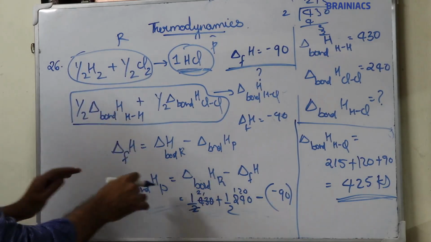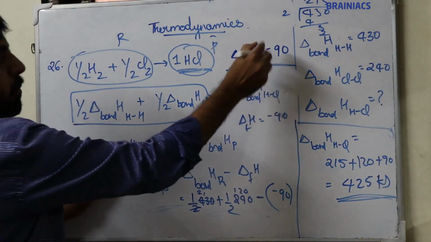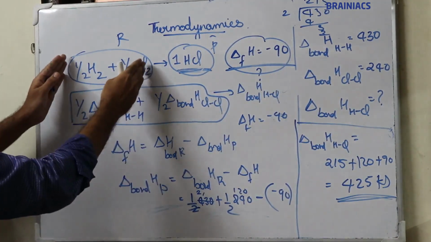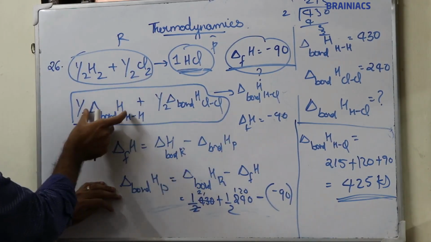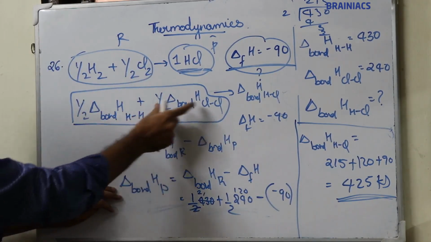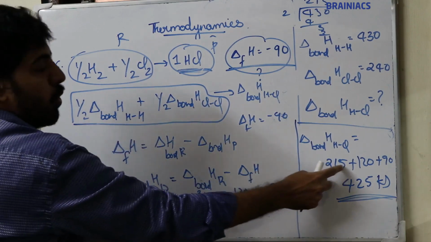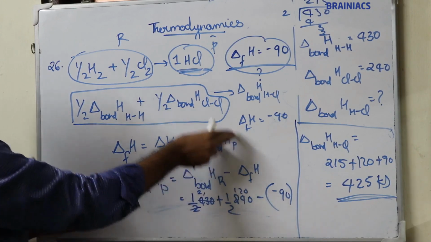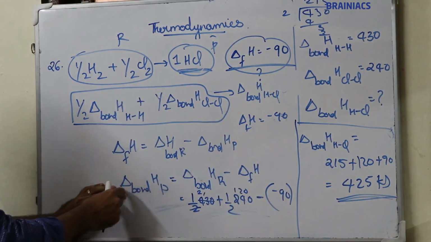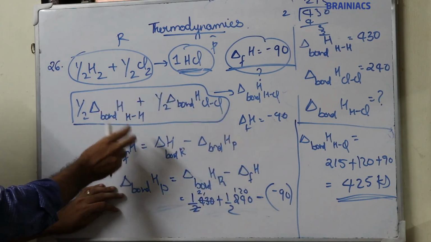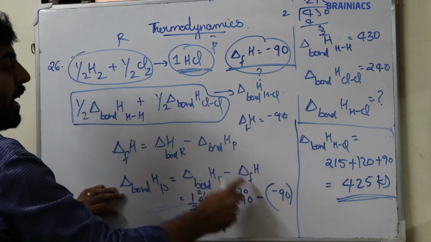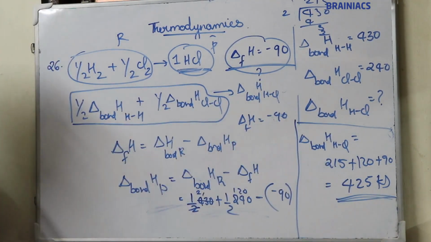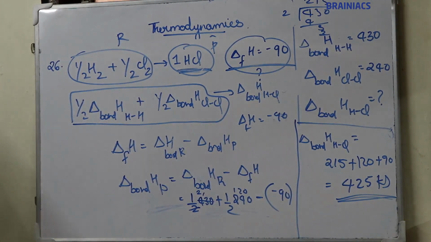Now, we know that enthalpy of reaction is equal to bond enthalpy of reactants minus bond enthalpy of products. These are reactants. So, half bond enthalpy of H-H plus half bond enthalpy of Cl-Cl, 215 plus 120, minus bond enthalpy of product. I am taking product to this side because we have to calculate the bond enthalpy of product, and enthalpy of formation to this side. So, minus enthalpy of formation is equal to minus 90. You will get 425 kilojoules. Answer option 4. I think it's clear.